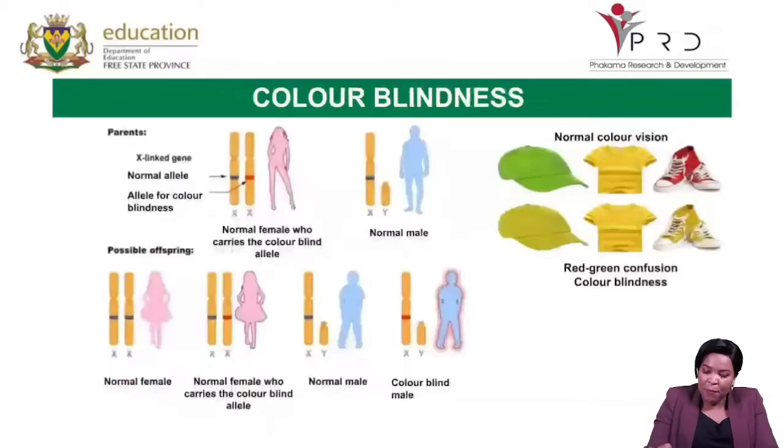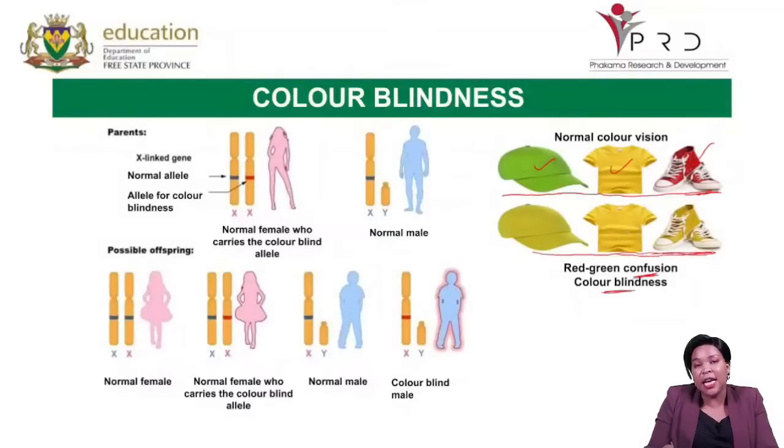So there are people who cannot see the red-green color, or they do not have the alleles or the genes for that. Then their rods and cones just have that confusion. A person with normal rods and cones will be able to see this is a green cap, this is a yellow t-shirt, and these are red sneakers. But a person with red-green confusion color blindness is going to see all these things when you put them together as yellowish, and it is a genetic disorder, and it is carried on the sex chromosome.